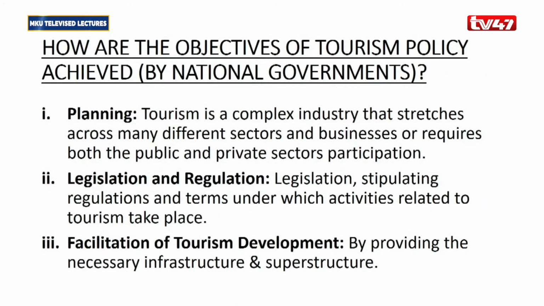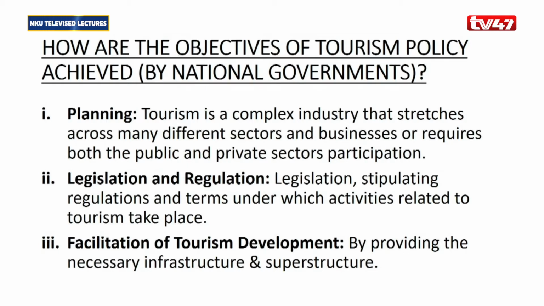Then, how are the objectives of tourism policy achieved by the national government? How can we achieve the objective of the tourism policy? One of the things that I want to say before I go to the depth of this discussion is that tourism in this country has been partially devolved. And this is as a result of the promulgation of the new Constitution 2010.